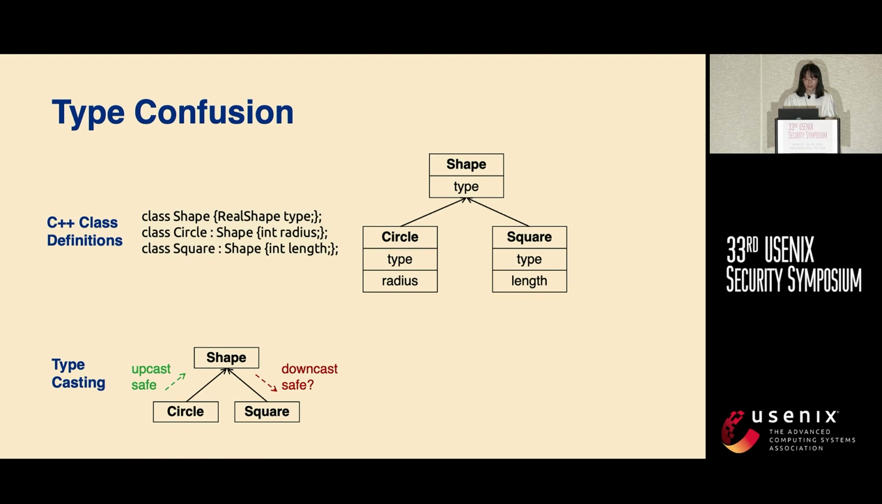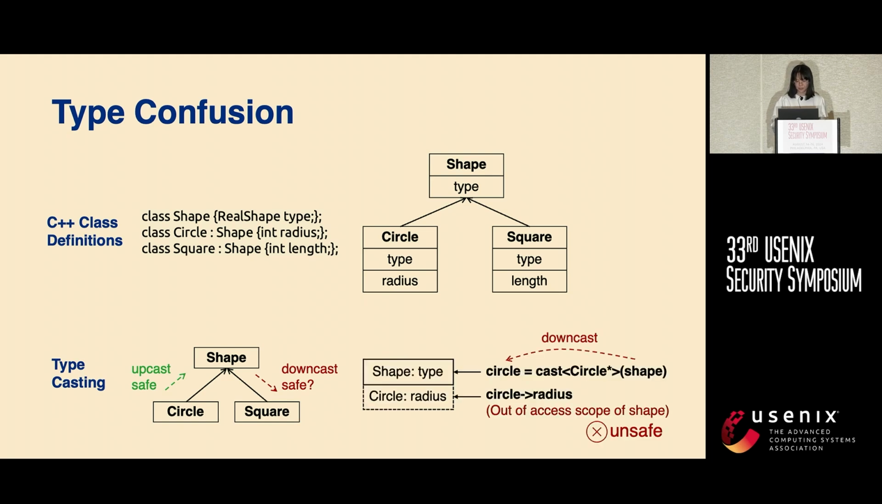However, the other type of casting, downcast, casts the parent class back to the derived class. It's not always safe, because if we cast a pointer of the base class down to a pointer to the derived class, here the example is from Shape to Circle, then visit the radius field by using the downcasted pointer, we will visit invalid memory because the radius field is out of the access scope of Shape. This is unsafe and could cause a system crash or arbitrary code execution.